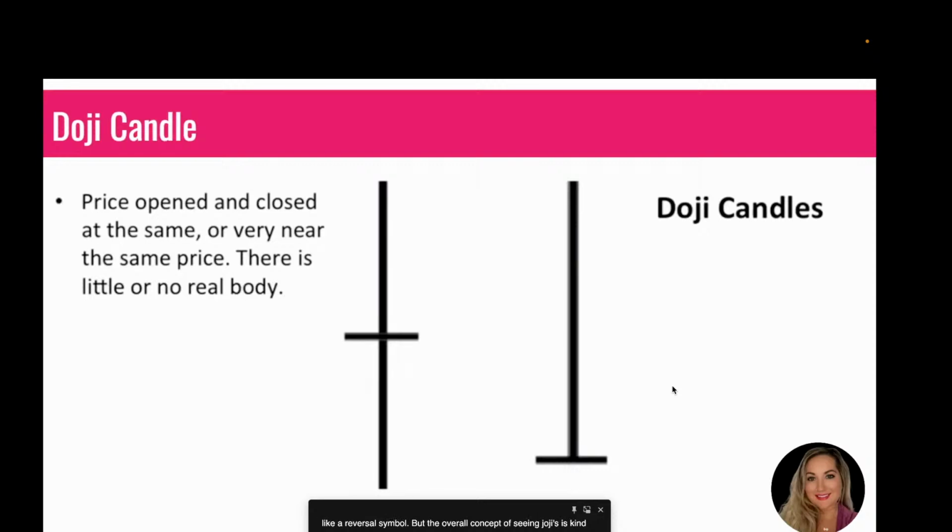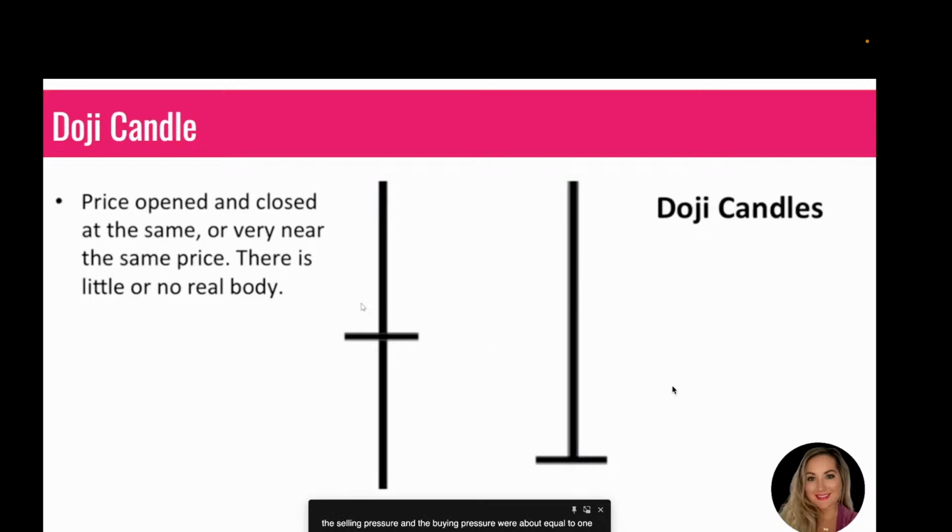Basically what it means is that the price has opened and closed at the same or very near to the same price, and there is very little body. So there's not enough body to really decide whether it was a bullish or a bearish candle. It's just kind of neutral. That means the selling pressure and the buying pressure were about equal to one another.